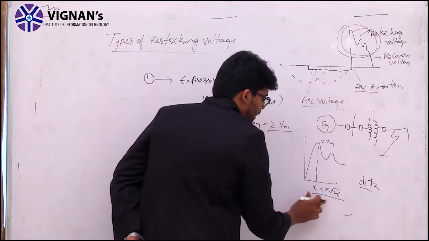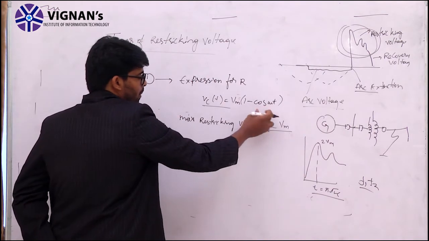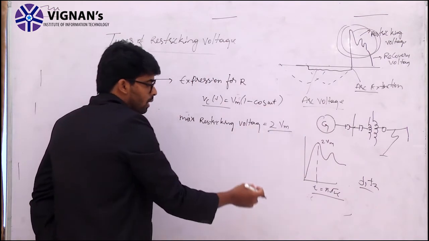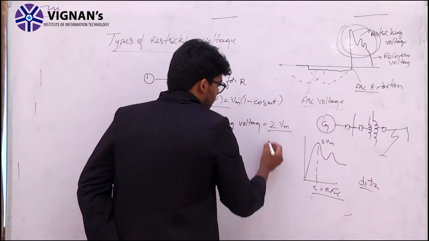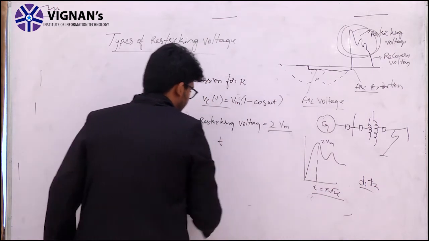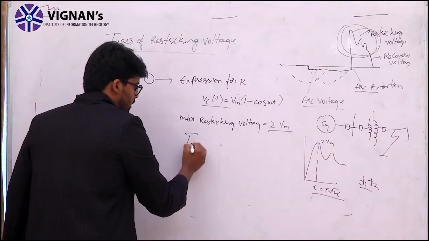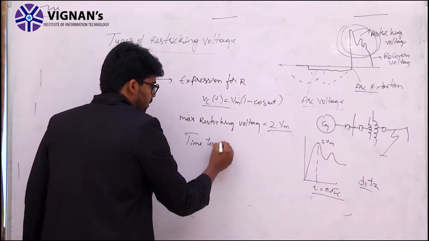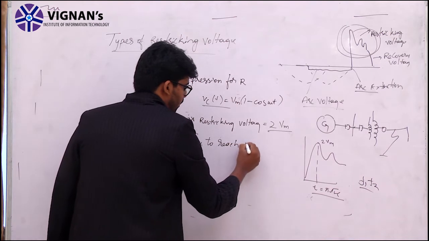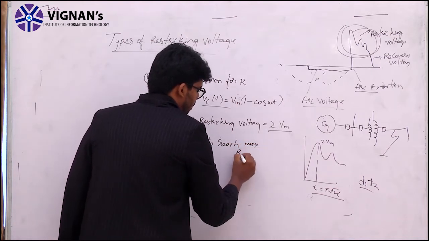How did we obtain this? By making the cosine value minus 1, we got t equal to pi root LC, that is the time to reach maximum restriking voltage.